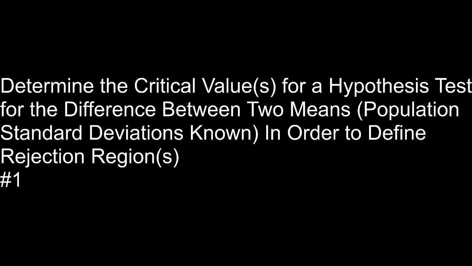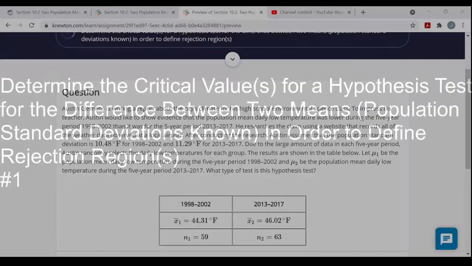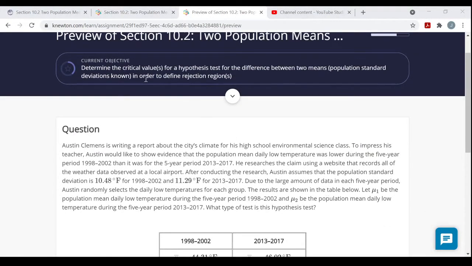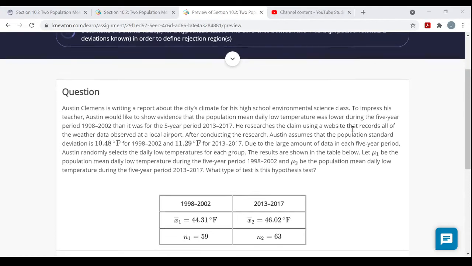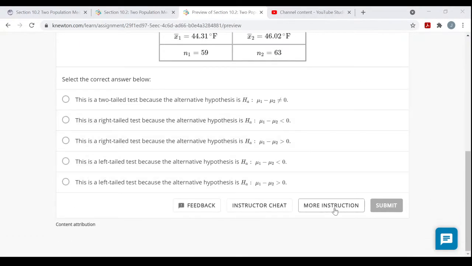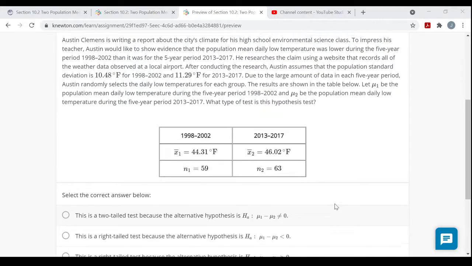And once you determine those critical values, that helps you define a rejection region or rejection regions. All right, so let's take a look at the question. Again, if you're unfamiliar with the topic and want to see more about it, click on more instruction. Look at their videos, their notes, their examples. Hopefully those all help you.